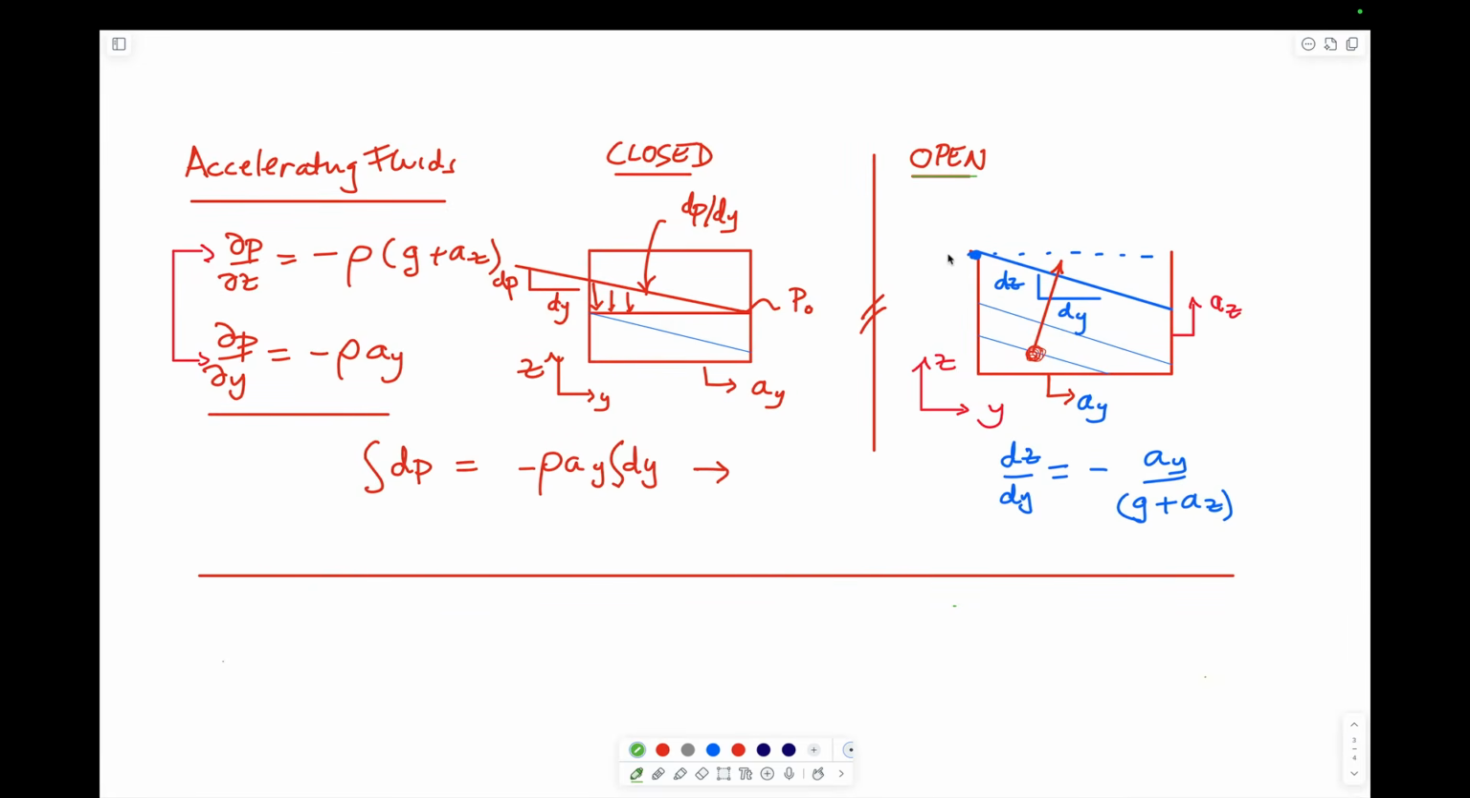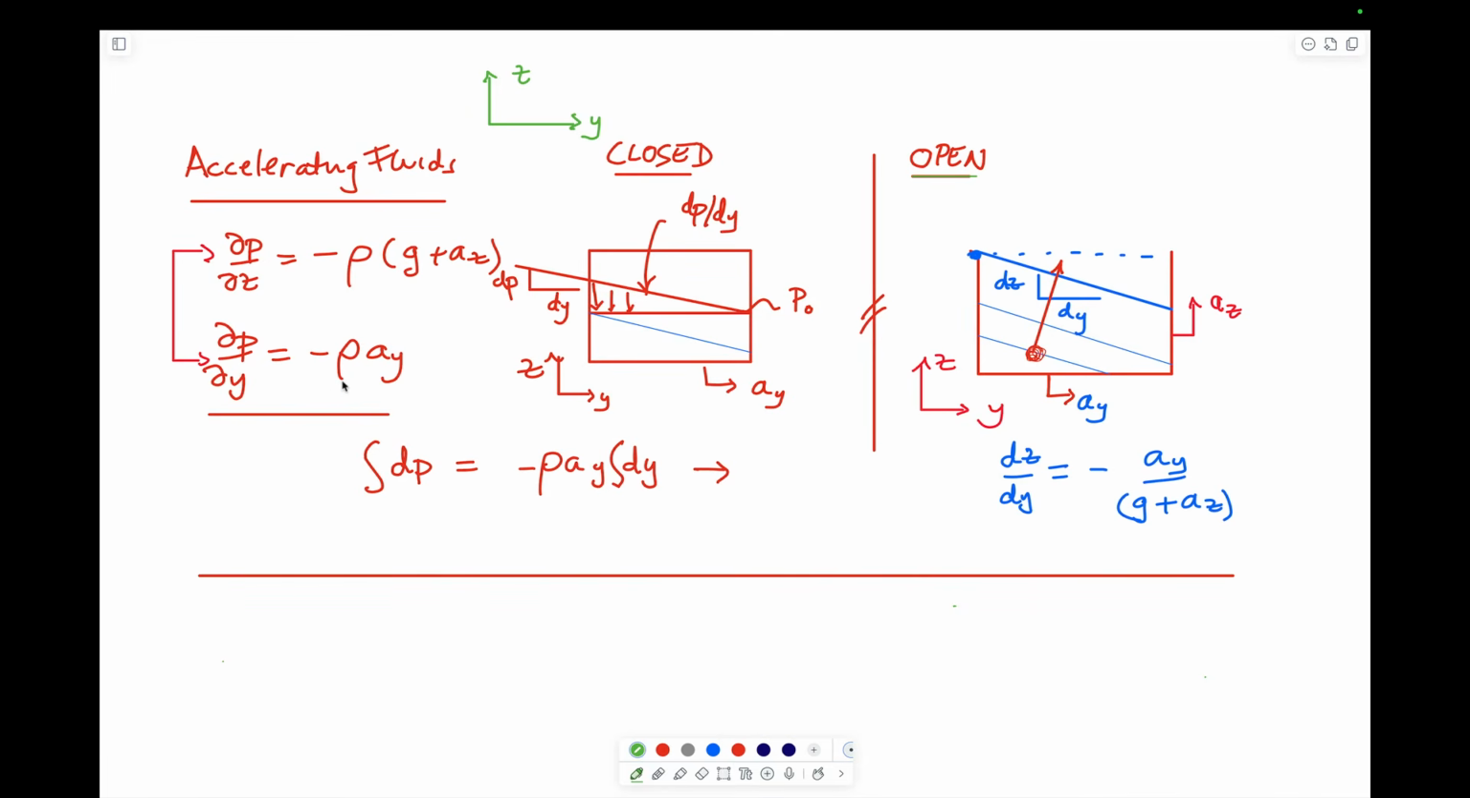And finally, the third item is for accelerating fluids. It is for linearly accelerating fluids. We know that the pressure differential with depth for linearly accelerating fluids is given by the density, gravitational acceleration, which always acts vertically, plus the acceleration in the z direction. We work with a coordinate system which is, in this case, y horizontally and z positive vertically.